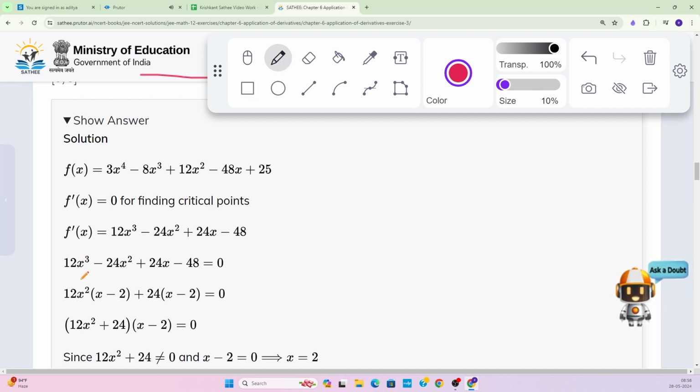Okay, so let me just see. So it will be what? Take 12 common. You will have x cube minus 2x square plus 2x minus 4. Simple. Okay.